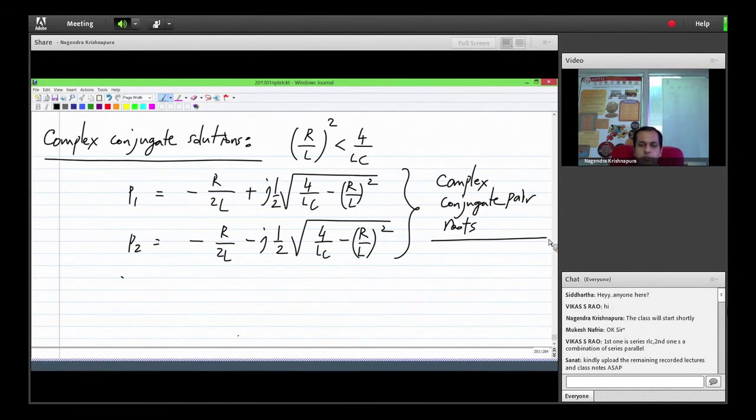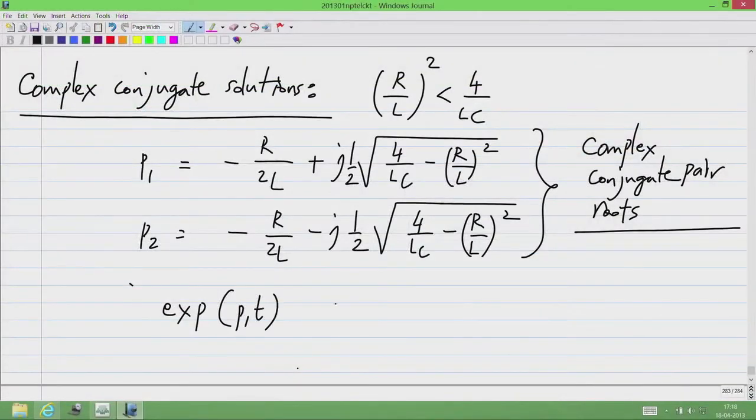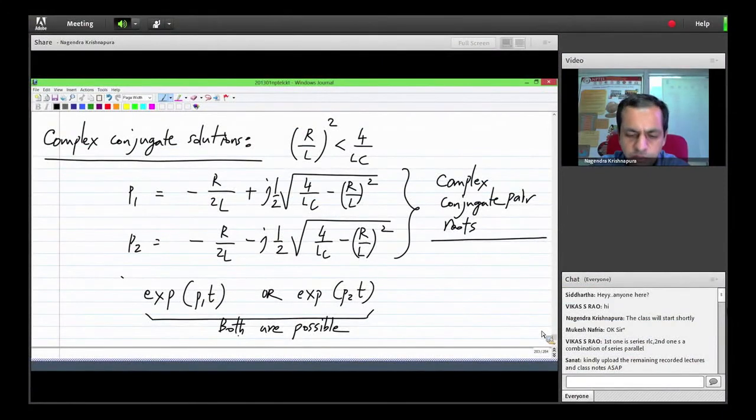Is this part clear? So, we have to calculate p1 and p2, which are characteristic frequencies, from the characteristic equation. Then what do we do with it? The solution can be exponential of p1t or exponential of p2t. Both these are possible. Okay. Now, it turns out that in a linear system, when you have a linear differential equation, when there are two possible solutions, the general solution is a linear combination of the two solutions. Okay.